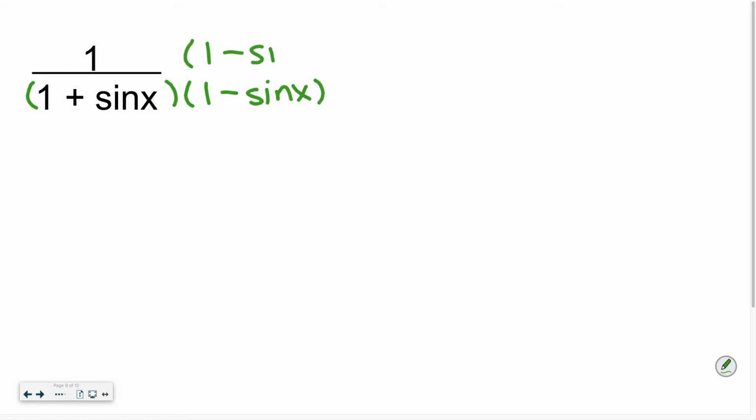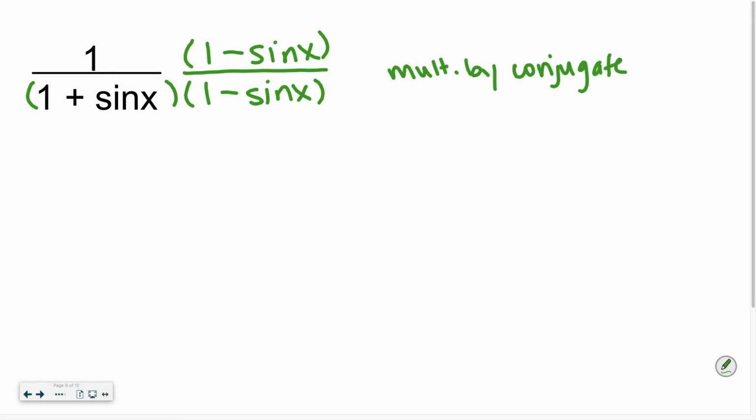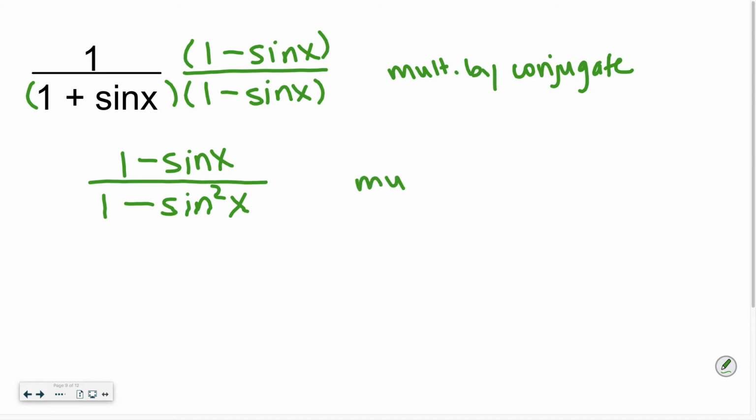And we can't just multiply the denominator. We would have to do numerator and denominator so that we're not changing the value. We're multiplying by our well-chosen 1. Okay. So what we get is we have 1 minus sine of x in the numerator, but then our denominator is 1 minus sine squared x.